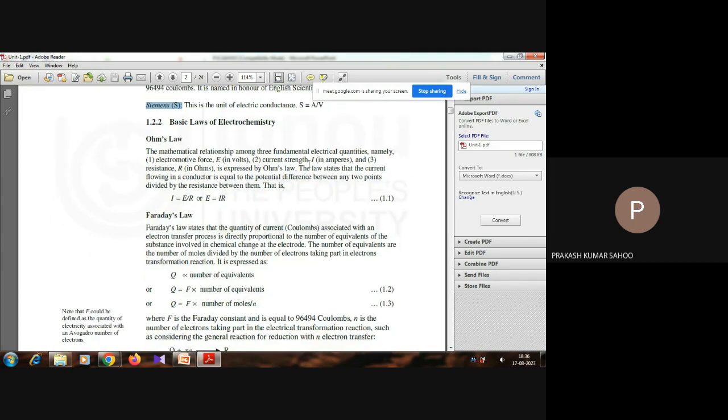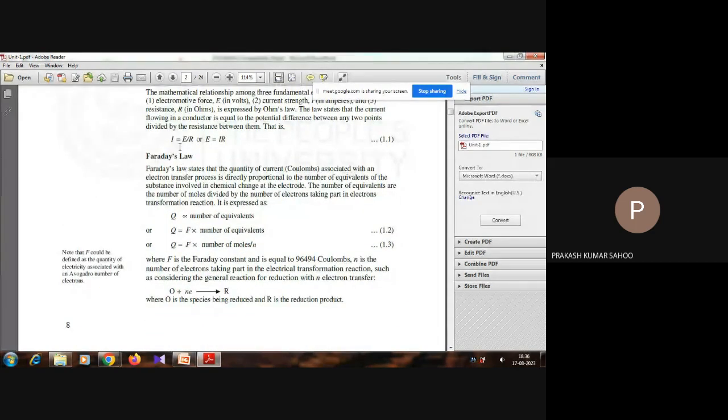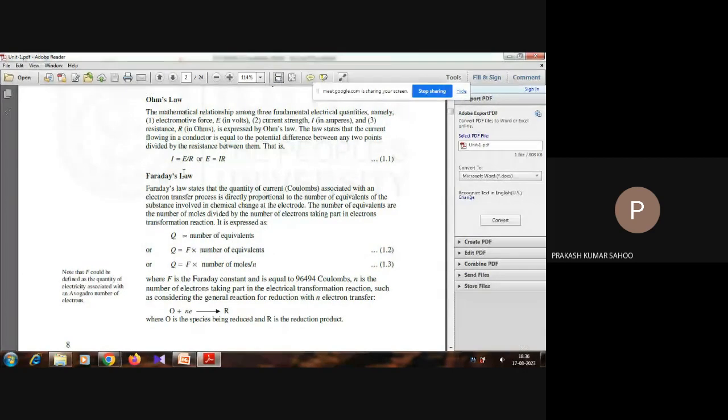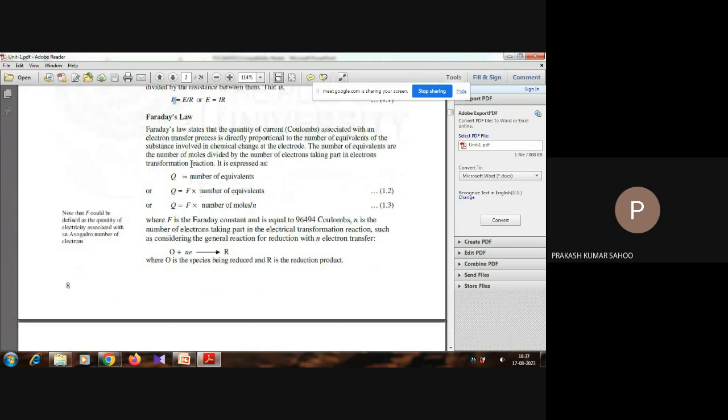These are the basic laws. There is Ohm's law, I equal to E by R, where I is the current, E is the voltage, and R is the resistance. Then we have two laws of Faraday, that is Faraday's first law and second law, which were given by the great Michael Faraday.